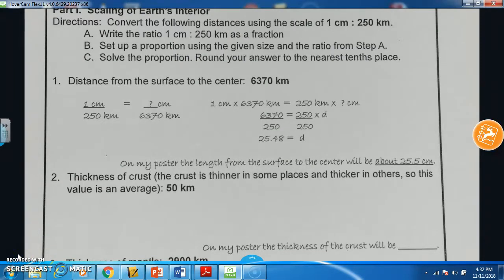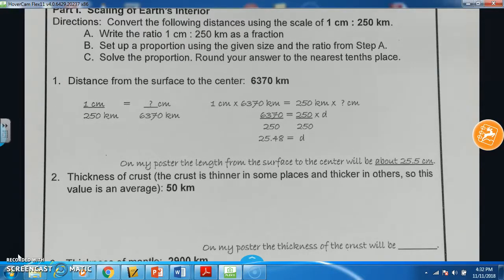Oftentimes, labs are done with a partner or with a group of people. For the purpose of this lab, I want to make sure that each individual is definitely understanding how to do calculations properly, because we do have quite a bit of math and conversions that will take place this school year, and it's starting now with this section. And so each person will be getting their own packet. So make sure you're using your own.